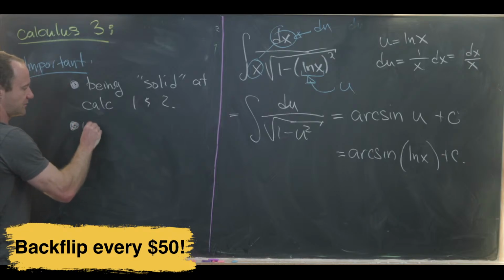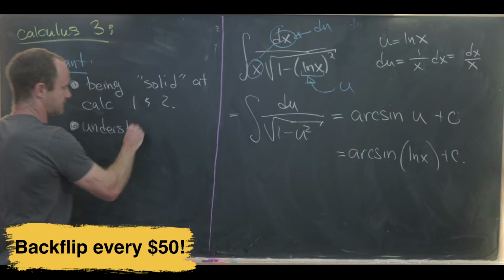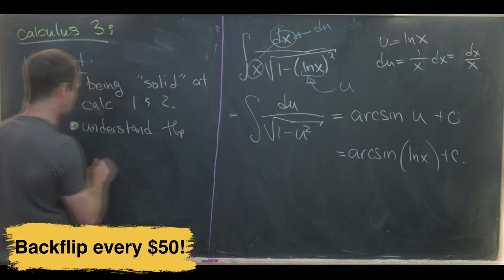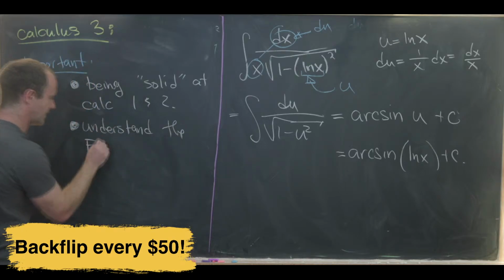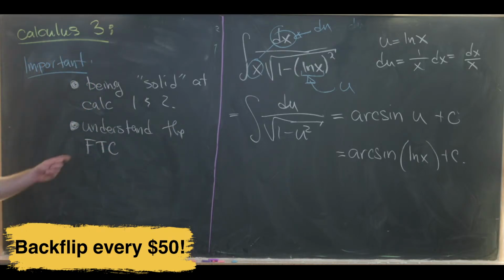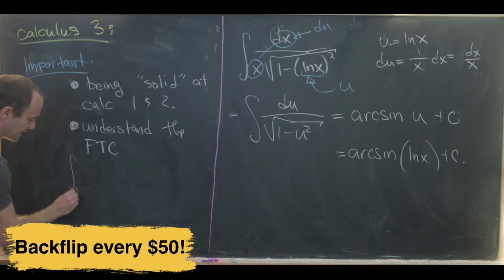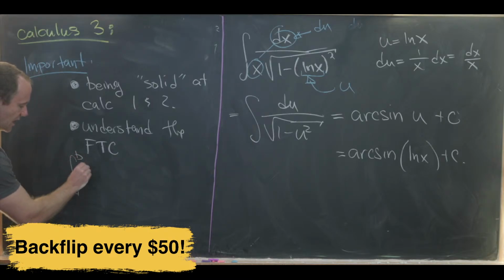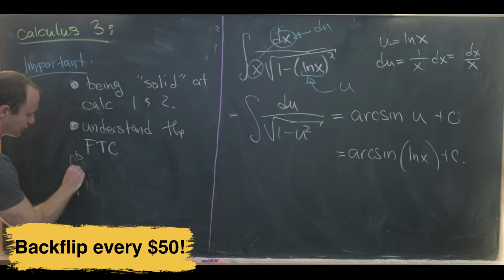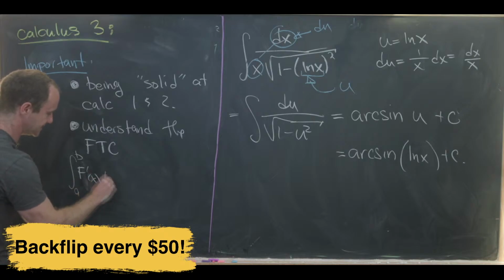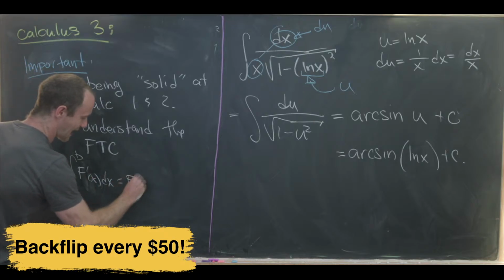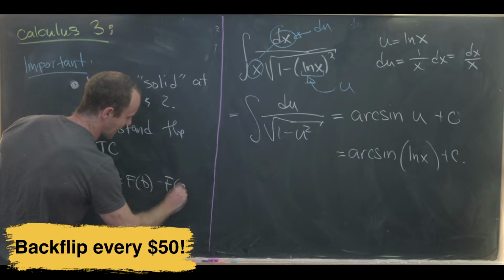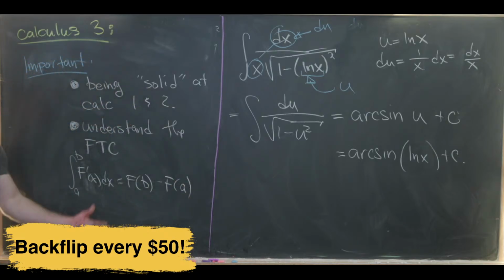So I'll put that here. Understand the fundamental theorem of calculus. So let's recall that it says that if you take the integral from a to b of the derivative, well, let's write it like this maybe, the derivative of capital F of x dx, you end up with capital F evaluated at b minus capital F evaluated at a. So notice here we've got a derivative inside of a single integral.